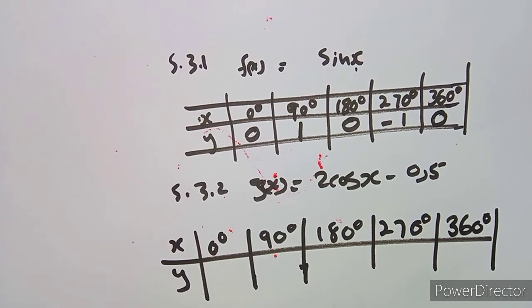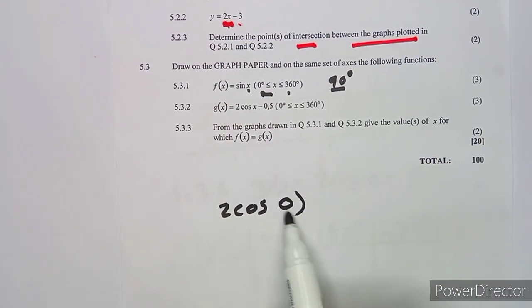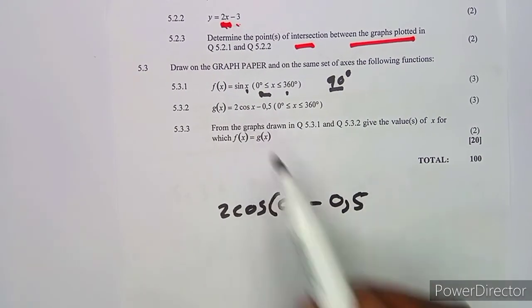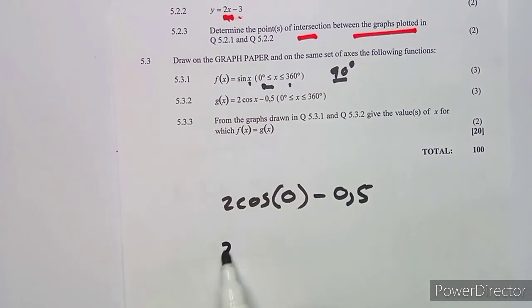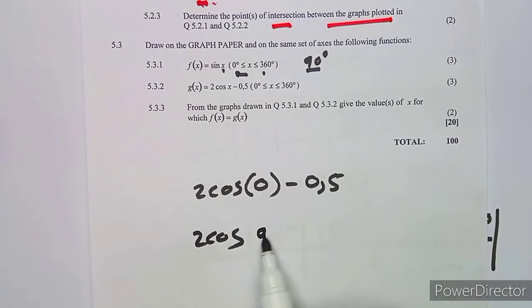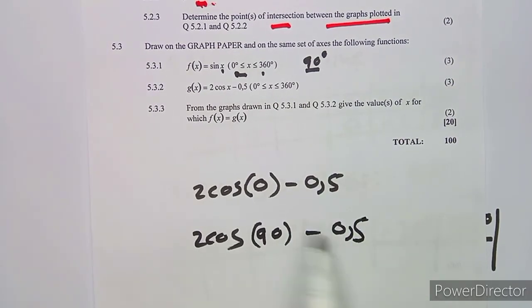All right, so make sure that you substitute properly. This on your calculator is supposed to be like this: 2 cos 0. You close that bracket, then minus 0,5. Okay, that is what you calculate. 2 cos, you move on to 90. You close that bracket, then minus. This is exactly what is supposed to be on your calculator.